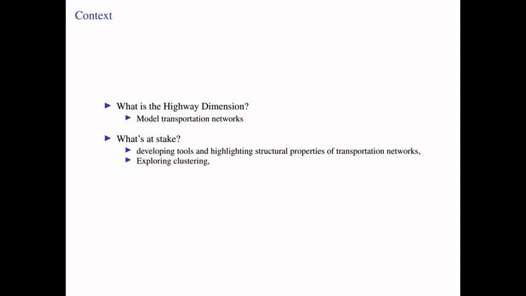We look at clustering problems for transportation networks because it makes sense to cluster geographical data. And from a theoretical standpoint, we want to go deeper into the relationship that highway dimension has with doubling dimensions. So what is our contribution for those questions?